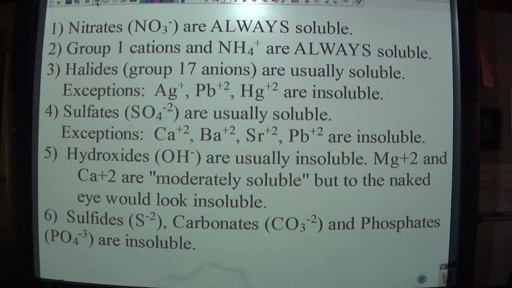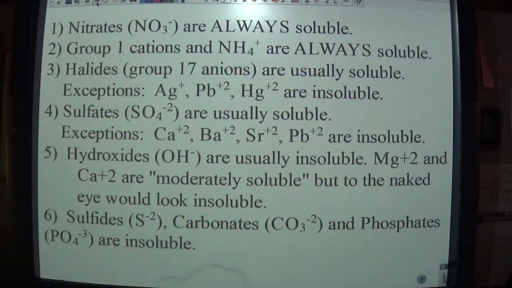When we get to rule number 3, we start to have some exceptions. So we call them the halides, or the group 17 anions. If you remember, we said that the group 17 elements, fluorine, chlorine, bromine, and iodine, are called the halogens. And for an anion, when you drop the ending and add -ide, that becomes the halide. So the group 17 anions are usually soluble.